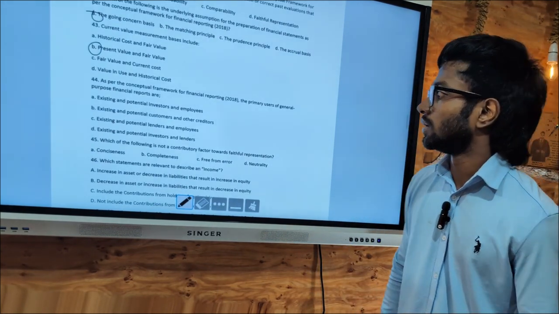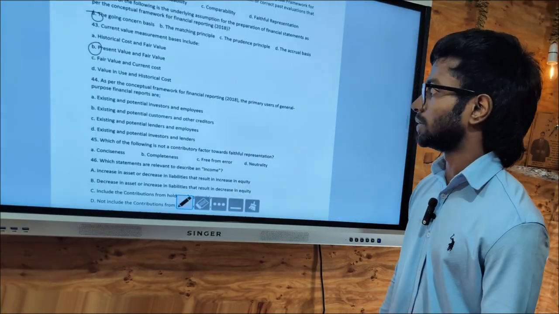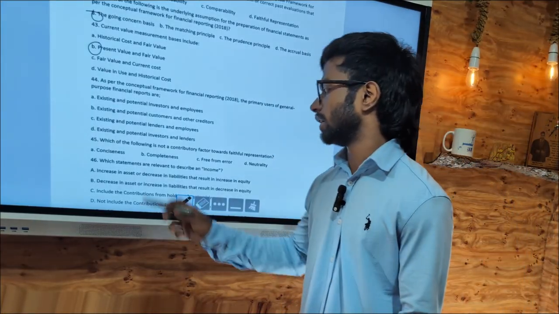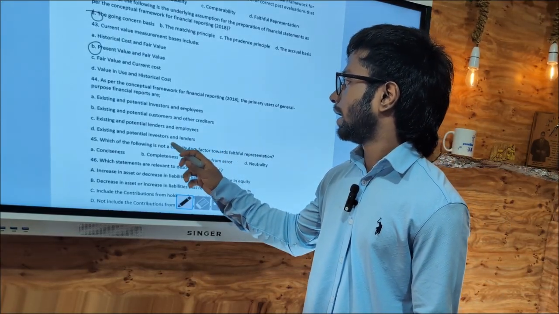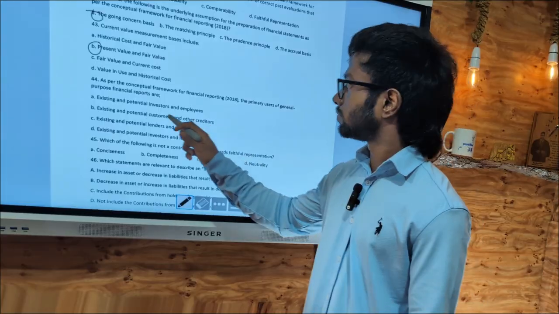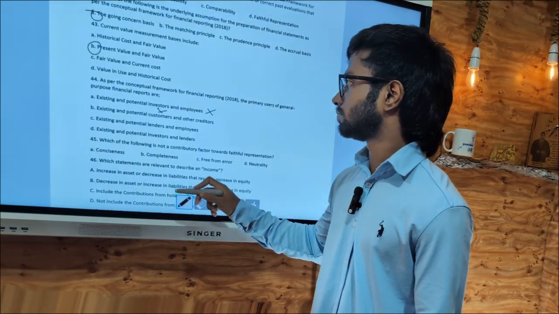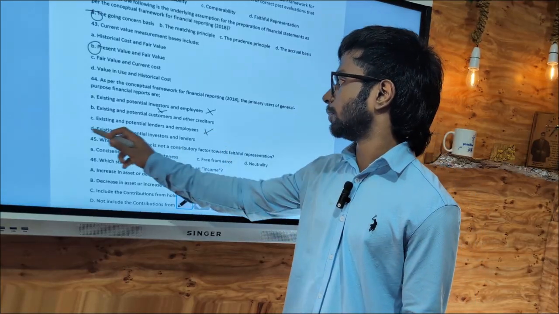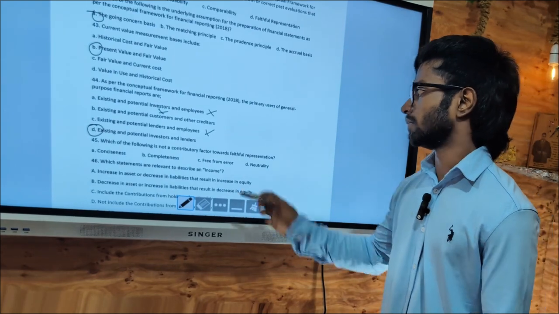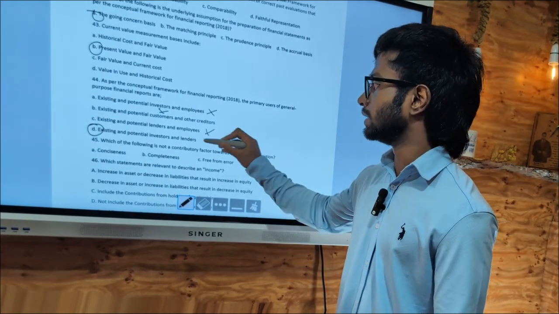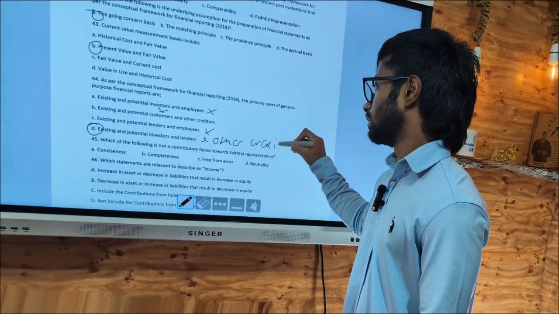Okay. Next you have, as per the conceptual framework, the primary users of general purpose financial statements are existing and potential investors, and here employees don't come, customers don't come, so it should be potential investors and lenders. Answer number B. And now in your new syllabus you have other creditors also.